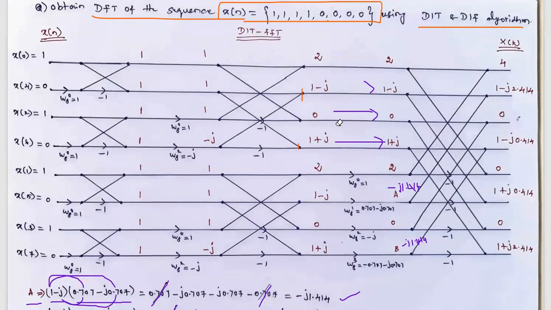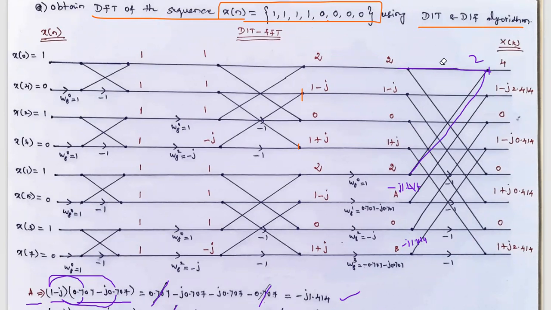Then we have to find the output of this third stage. In the third stage, this dot in the output line indicates the adder. For this first adder, what is the first input? It is 2. And what is the other input? This is also 2. So 2 added with 2, the answer is 4.